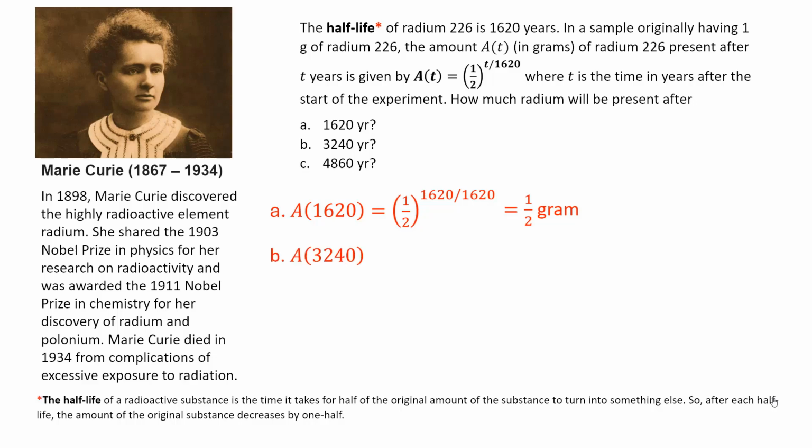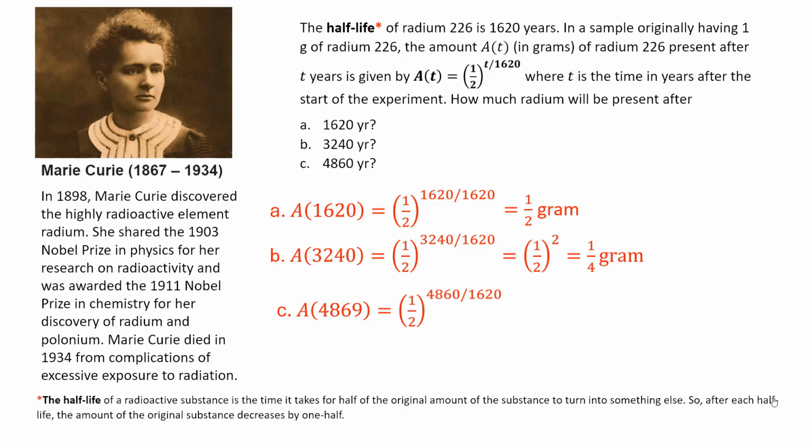B, how many will be left after 3,240 years? That'll be 1/2 raised to the 3,240 over 1,620. That's 1/2 to the second power, which will be 1/4. So 1/4 of a gram will be left. Part C, how much will be left after 4,860 years? Same formula, you just put in a different amount for T, and that will be 1/2 to the third, which will be 1/8 of a gram.